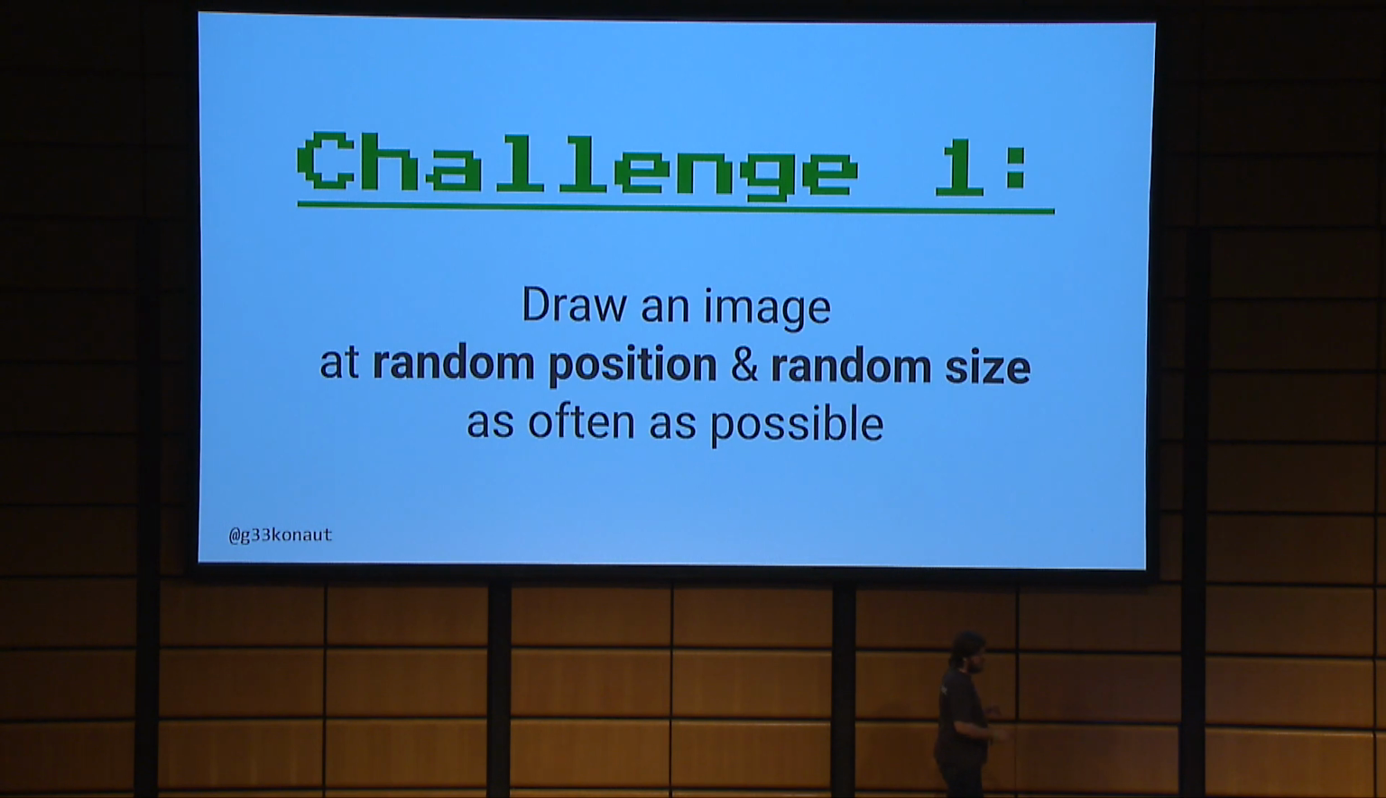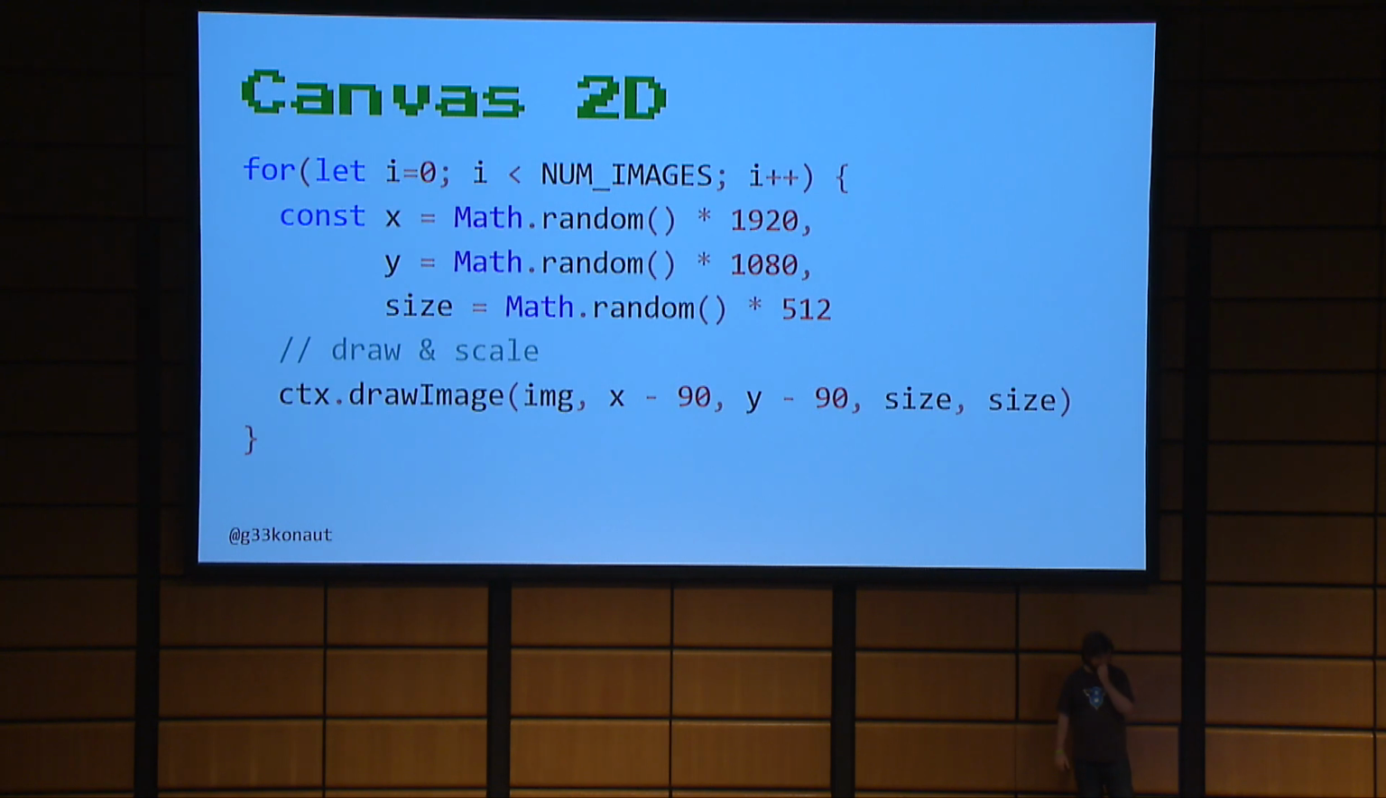Okay, let's have a look. So I want to take an image on the canvas and in WebGL. I want to take the same image, just one image, and draw it multiple times at random positions and a random size, like blowing it up and making it smaller. And I want to measure how often I can do that each second. So I want to see how the render performance does this. Let's have a look at the code first.